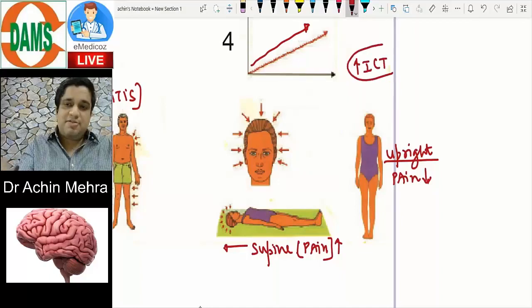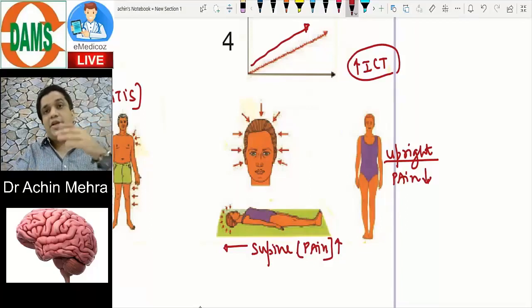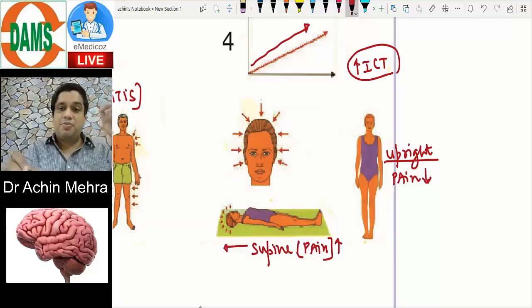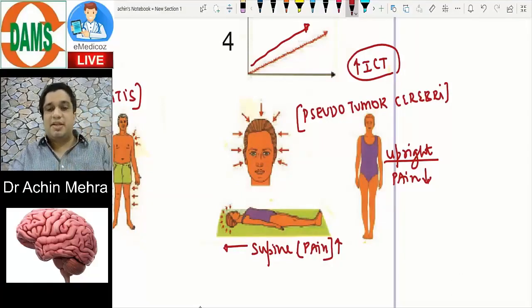Remember this, in raised ICT, when the person lies down flat on the bed, the pain rises. When the person gets up, the pain might decrease. And apart from this, the pain is more generalized like this. One more extra point: a female who can be young, can be obese, can harbor this problem. Remember this, pseudotumor cerebri. So what we learned here is that raised ICT patients have a pain which increases on lying down, decreases on standing straight, and increases with time. It will be seen in patients of pseudotumor cerebri, a raised ICT picture, right?